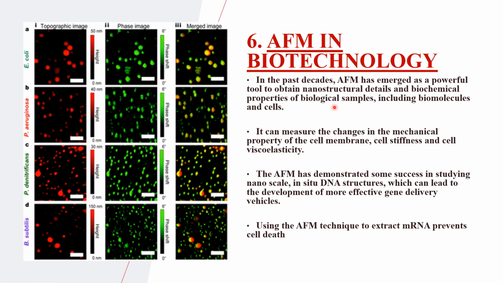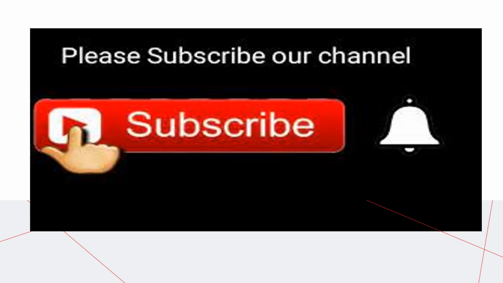As my field is biotechnology, in the past decades atomic force microscopy has emerged as a powerful tool to obtain nanostructural details and properties of biological samples, including biomolecules and cells. It can measure changes in the mechanical properties of the cell membrane, cell stiffness, and viscoelasticity. It can demonstrate the structures of DNA, which can lead to more effective gene delivery vehicles, and it is used to extract mRNA without cell lysis.